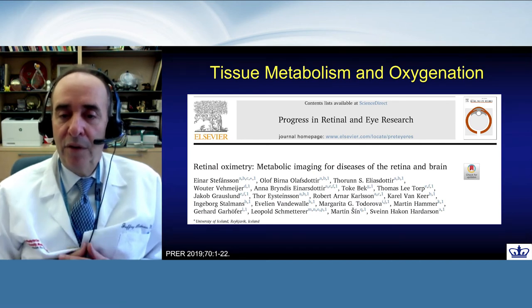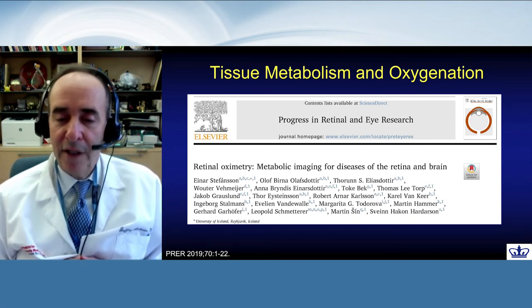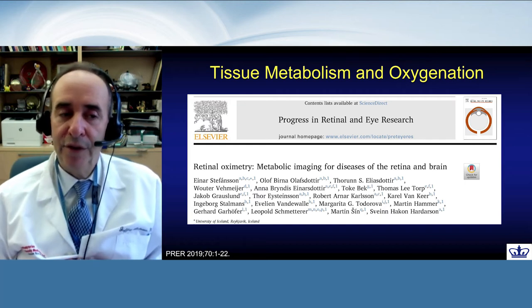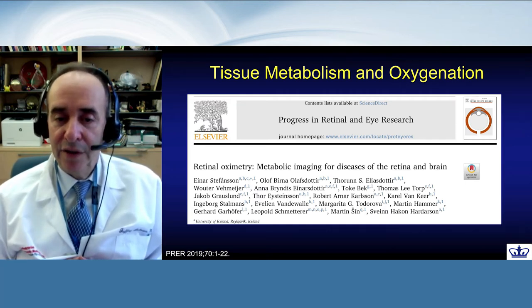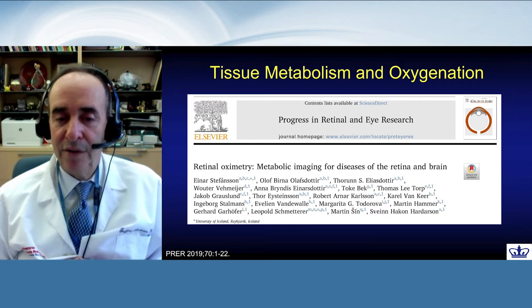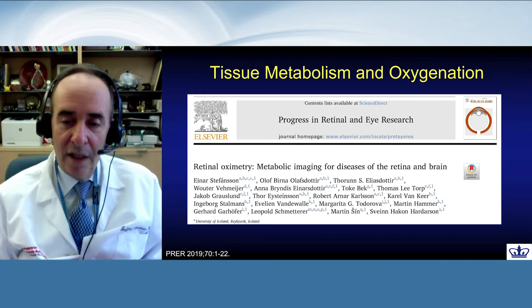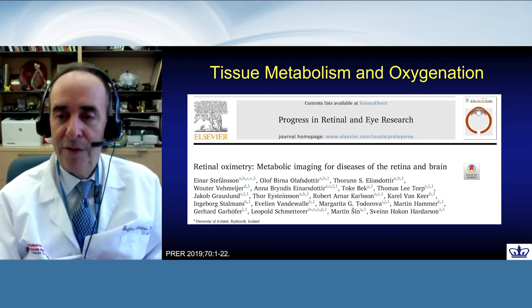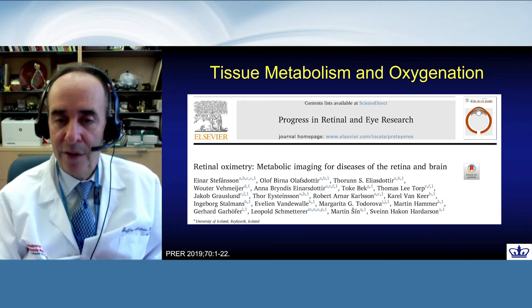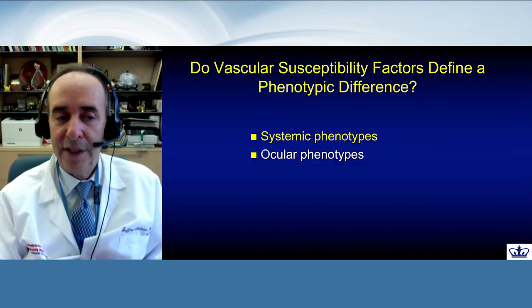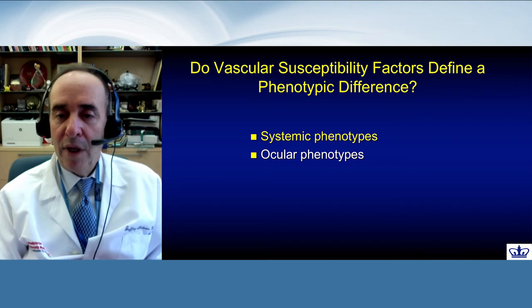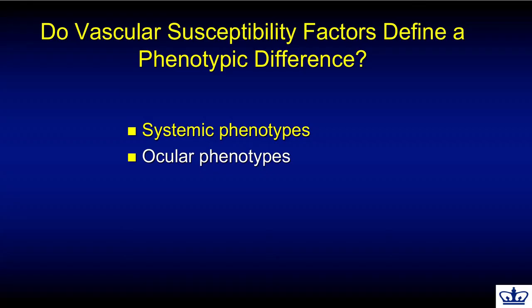Ultimately, of course, we want more measures of optic nerve and retinal function, not just the perfusion. And there is a lot of research going on to try to evaluate the oxygenation and nutritional status of the retina. And we look forward to much more research in this area that will perhaps create an early biomarker for disease. But what about the systemic phenotypes? What about systemic findings in glaucoma?